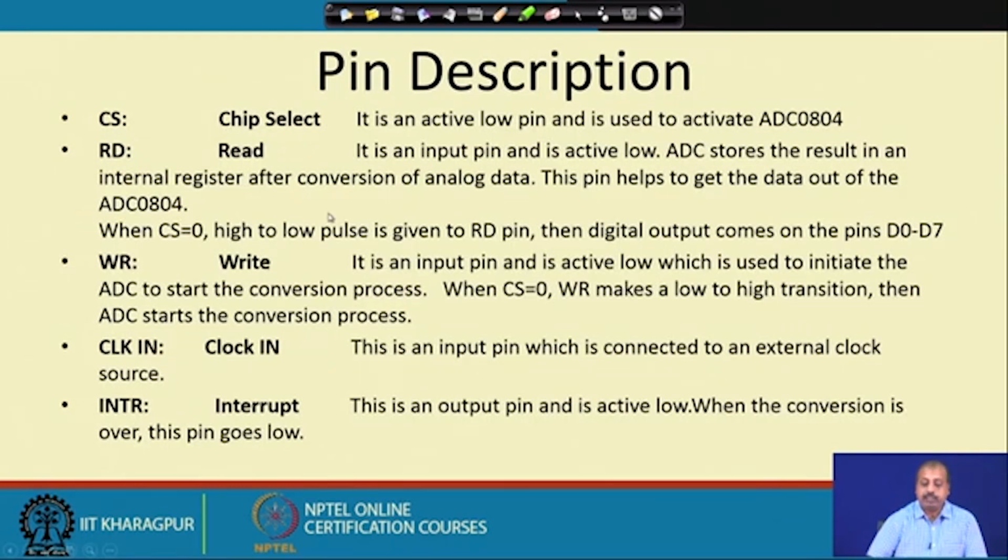Important pins that we have in this case, first one is the CS, which is the chip select. Chip select is an active low pin and is used to activate the ADC. Just like any other device that we connect with a microcontroller, there has to be a chip select line, because the data bus from the ADC will also be driving the data bus of this microcontroller, to which other devices are also connected. So, this chip select line should be low for the ADC to get selected.